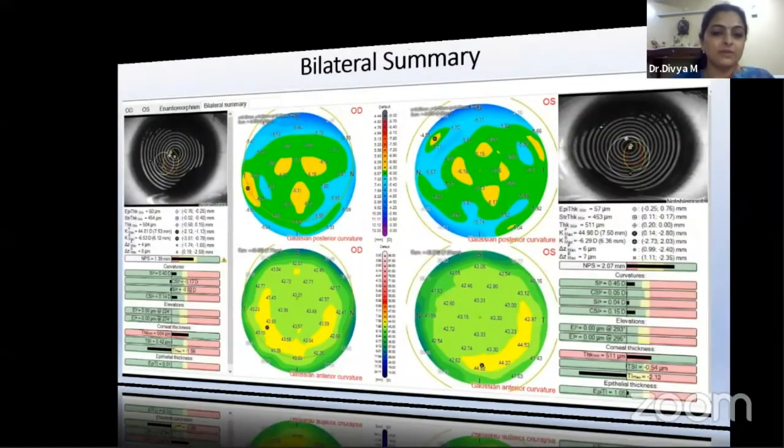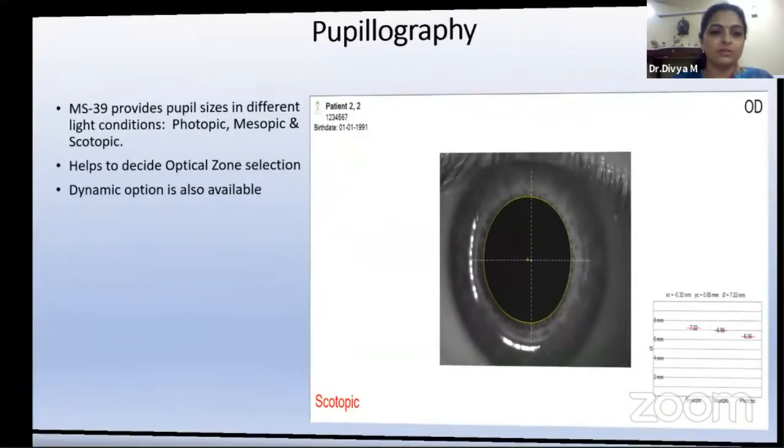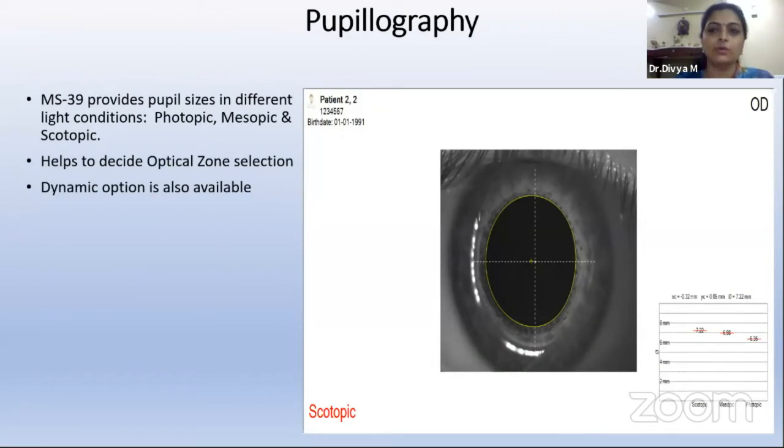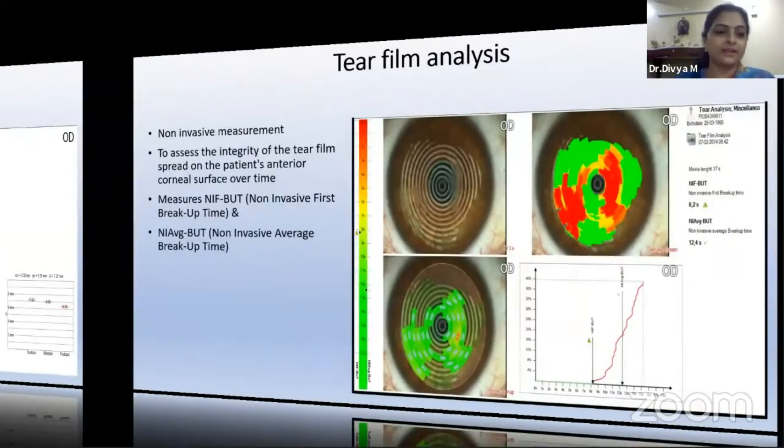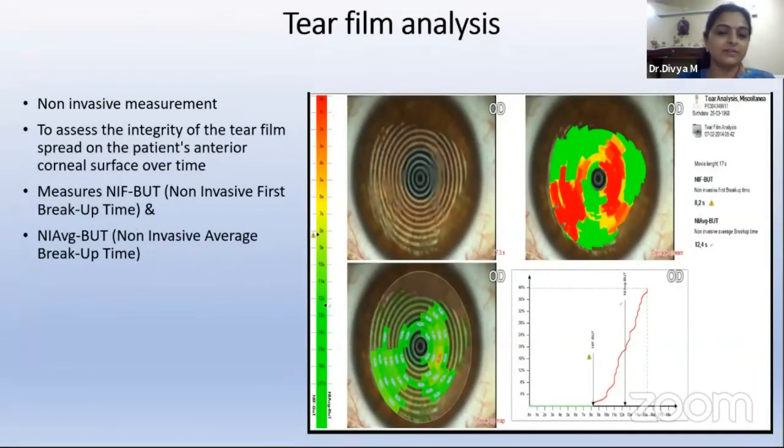Pupillography is measured in photopic, mesopic and scotopic vision. So this actually helps in planning the optical zone for us during surgery. So this is again useful. Tear film analysis for any refractive surgery: it is good to analyze the tear film before we take the patient up for surgery, just to avoid dryness and other problems that they're going to face because of dryness post surgery. So this machine is also able to give us an idea about the average tear film breakup time, non-invasive breakup time again.